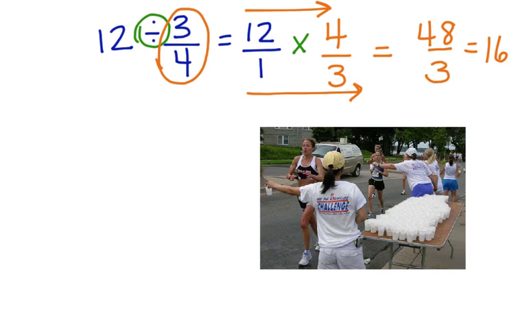If the organizers decide to put water stations every 3/4 of a mile, then they will need 16 water stations throughout the 12-mile race.